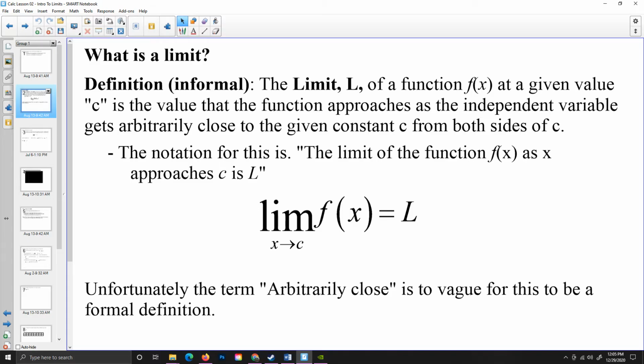So what is a limit? The limit L of a function f of x at a given value c is the value that the function approaches as the independent variable gets arbitrarily close to the given constant c from both sides of c. The notation for this is: the limit of the function f of x as x approaches c is L. This is how we read this notation. Unfortunately, the term "arbitrarily close" is too vague for this to be a formal definition.